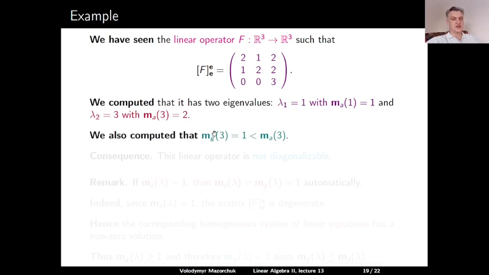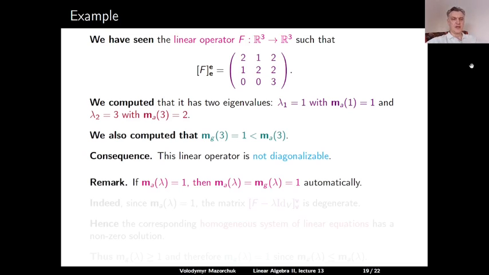We also computed that the geometric multiplicity of 3 is equal to 1. There was only one linearly independent eigenvector for this linear operator with eigenvalue 3. And 1 is smaller than 2, which is the algebraic multiplicity of 3. So the geometric multiplicity is strictly smaller than the algebraic multiplicity for the eigenvalue 3, and therefore this linear operator is not diagonalizable.